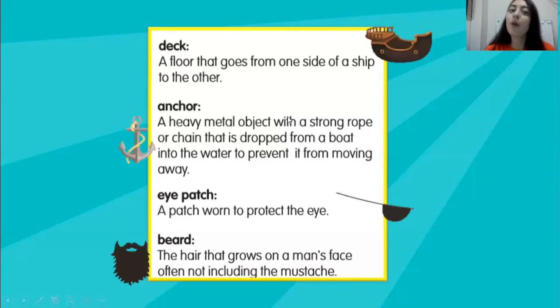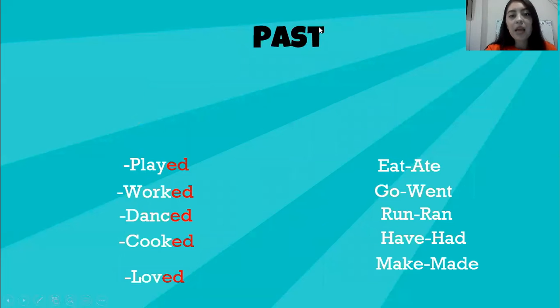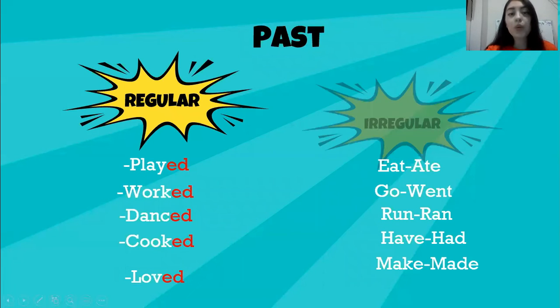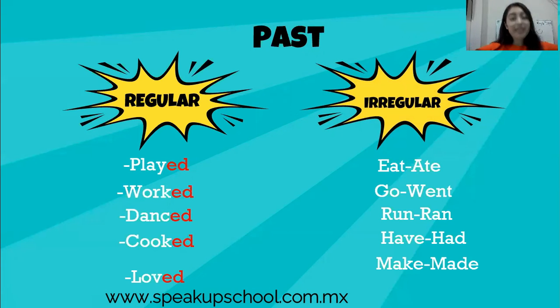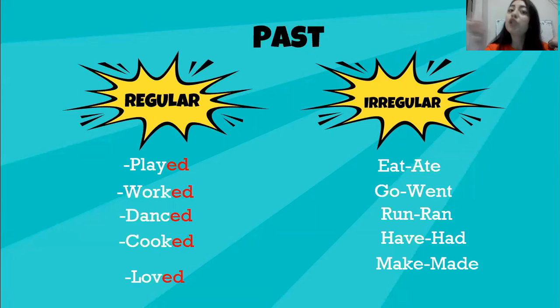Here we can see the different objects that are related to the pirate story, right? Very good. So, as you saw in the online class, we saw two kinds of verbs, right? Remember that when we talk about something that happened in the past, we are going to have two kinds of verbs, okay? The first kind of verb that we can find is the regular, okay? The regular verbs are all of those verbs that finish with ed, okay? For example, play, work, dance, cook, love, okay? As you can see, all of them here in color red and with ed, okay?